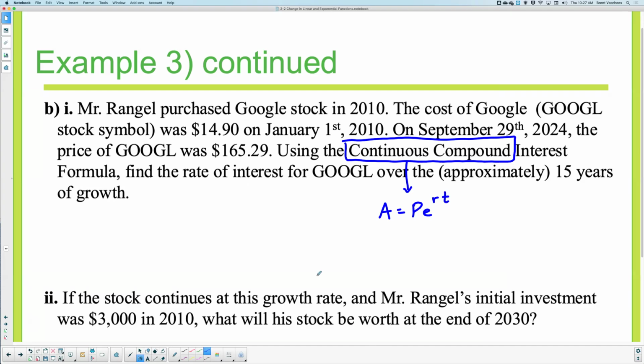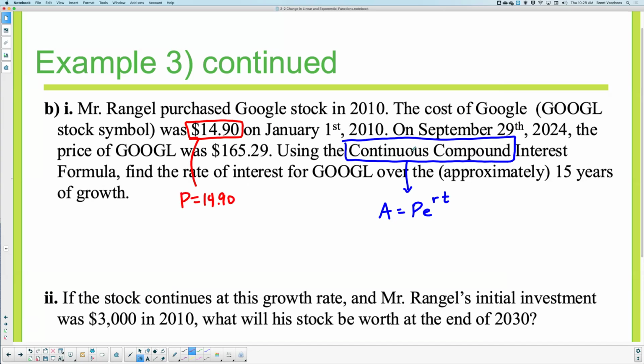It says find the rate of interest for Google over the approximately 15 years of growth. Okay, so let's put this in. I'm going to go through here. The first value that matters to you is this $14.90. What is the $14.90 in this problem? Is it the final amount? The initial amount? E, you're going to learn, is like pi. E is a number. It's not a variable. Is it the rate or is it the time? That's our P. P is going to be 14.90.